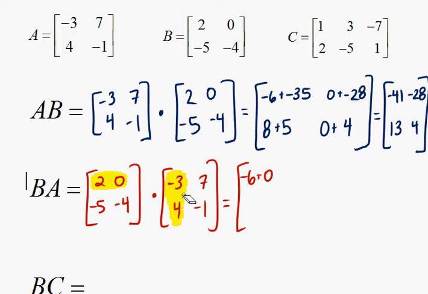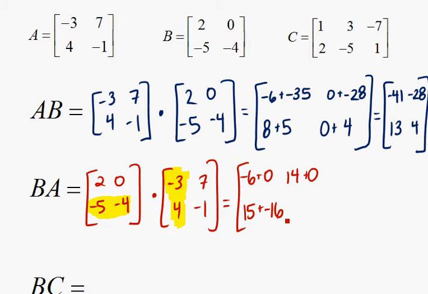Then to get the entry in the first row second column, I multiply the first row of matrix B times the second column of matrix A. 2 times 7 is 14. 0 times -1 is 0. Then moving on to the second row, I take the second row of matrix B times the first column of matrix A, and I get -5 times -3 is 15. -4 times 4 is -16.